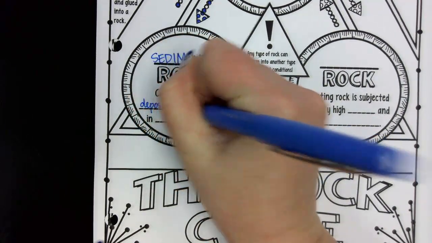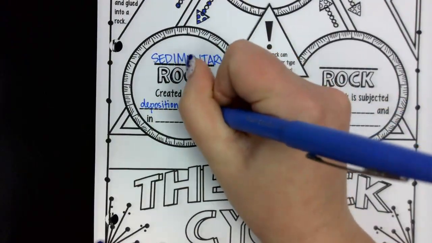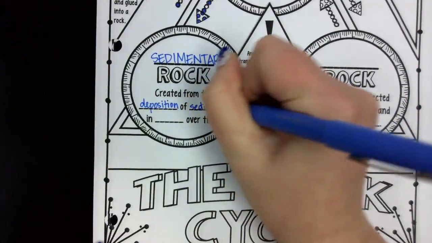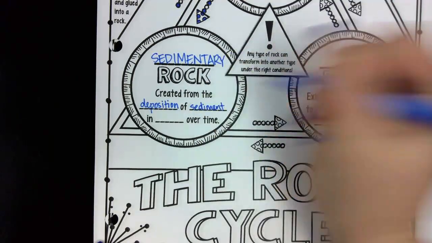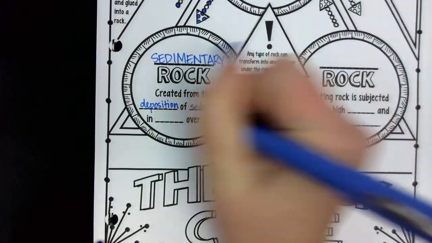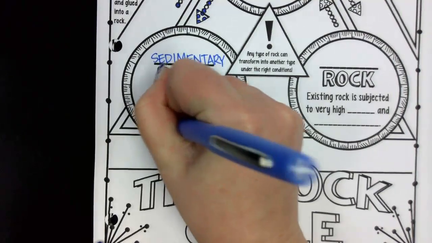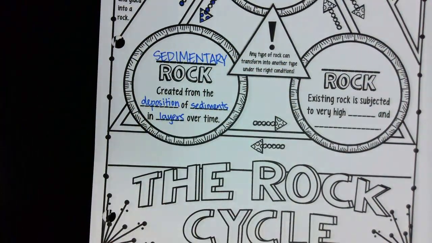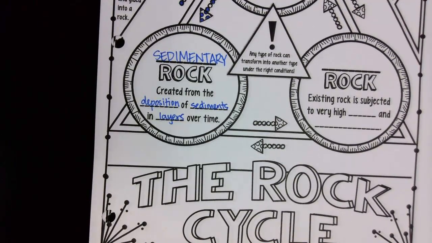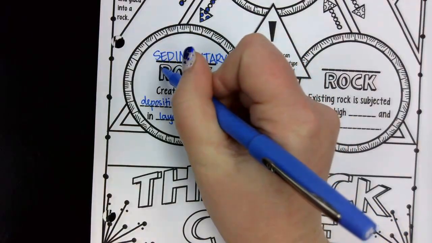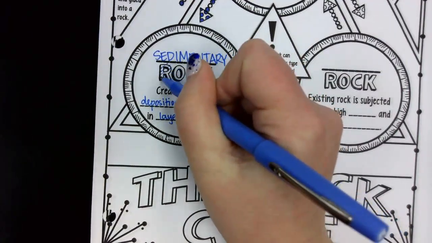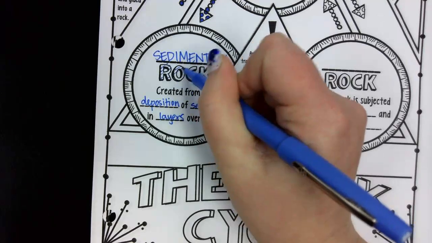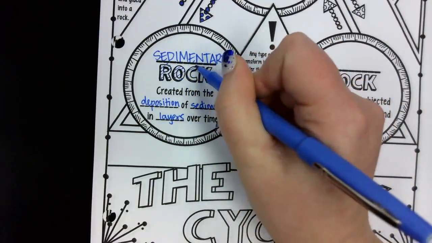So the settling or the dropping of sediments, little pieces of rock, in layers over time. We call those layers strata. So that was one of your terms on the sheet that you guys did on Thursday. So sedimentary rock created from the deposition of sediments in layers over time.